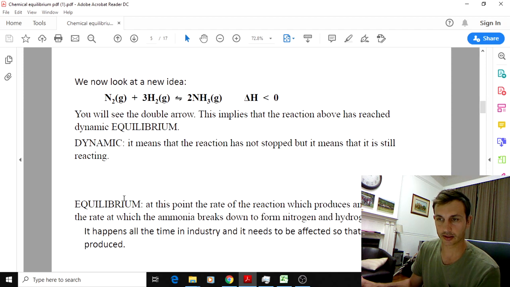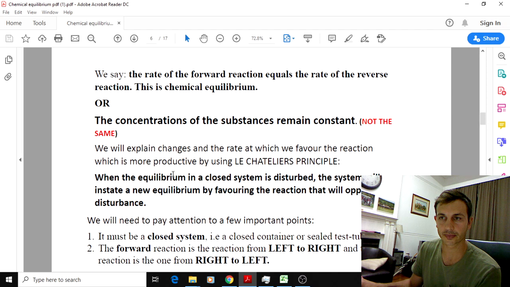So, like I said already, at this point for equilibrium, the rate of the reaction which produces ammonia, in this case, equals the rate at which the ammonia breaks down to form nitrogen and hydrogen. So this is a concept that happens in industry all the time, and that's why this is a very applicable section. Okay, I've already mentioned that.